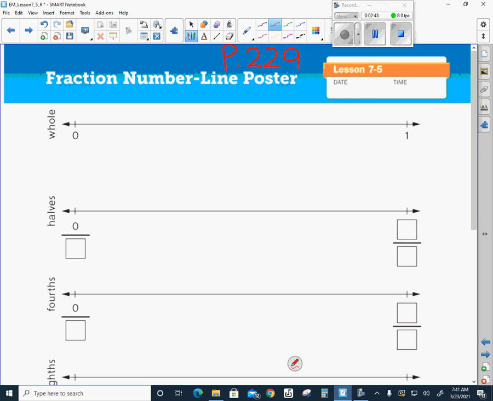The very first number line, the top one, it says whole. So we're going to leave that number line whole. We're not going to divide it up. So you see the number 0, you see the number 1 here. We're going to leave that number line as one whole piece.